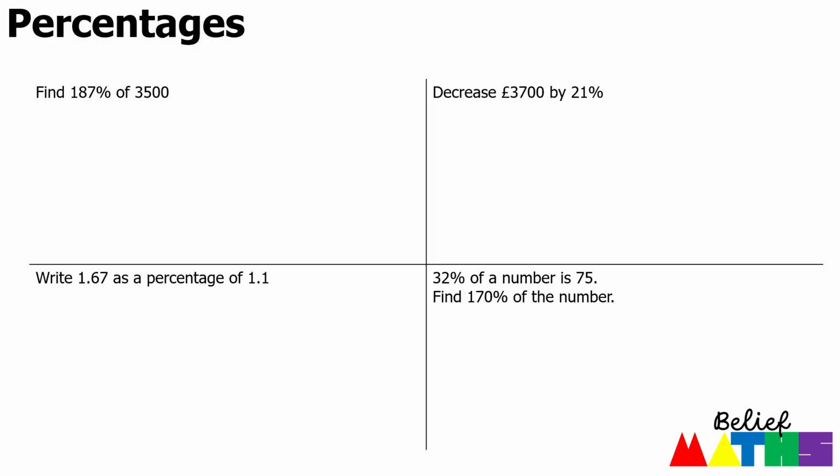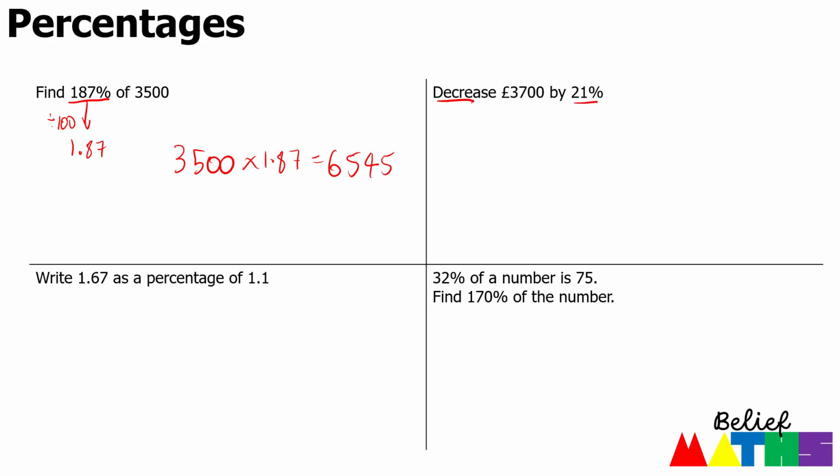Now, percentages, so find 187% of 3,500. When we're working with percentages, I recommend when using a calculator, use multipliers. So to find 187%, we're going to write that as a decimal. And we write as a decimal by just dividing by 100. So that's 1.87. So we just do 3,500 multiplied by 1.87. And then we let our calculator figure that out for us. And that gives us 6,545.